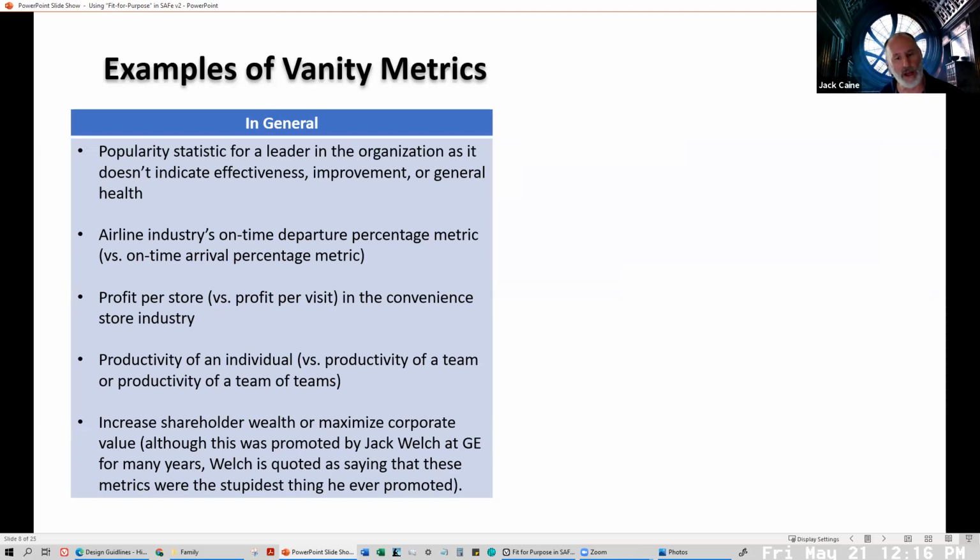Increase shareholder wealth or maximize corporate value. This was actually promoted by Jack Welch for many years when he was the CEO at GE. This is really toxic, actually, as a strategic theme or a KPI. Welch is quoted as saying that what he did was the stupidest thing that he ever promoted. Okay, so vanity metrics happen at all levels of the organization.